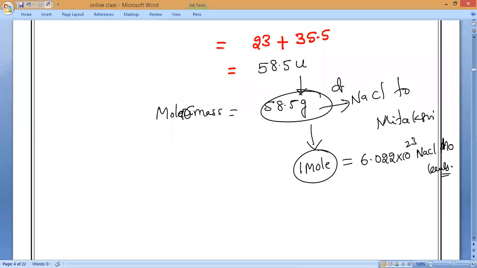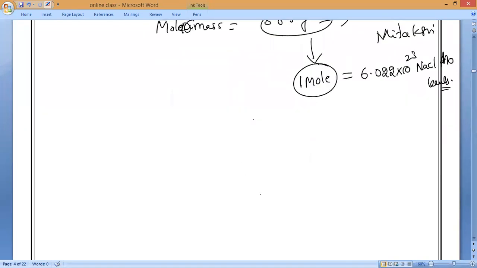Take, for example, methane. What is the methane formula, Divya? I have given you methane. What is the methane formula? The methane formula is CH4. So please tell me what is the molar mass of CH4.